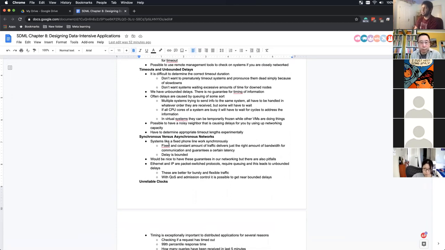Then they were talking about determining timeouts and unbounded delays. It's pretty difficult to determine the correct amount of timeout. It's not some general rule. You can't just say, okay, if it takes longer than 5 seconds, then mark it as timed out, because it just depends on your network setup and how intensive your operations are. You might have a system that's all the way across the world, and you know that there's a certain amount of network latency. And then on top of that, you know that it's doing some intensive operation, so it might take an extra 5 seconds to respond just because it's busy doing something else.